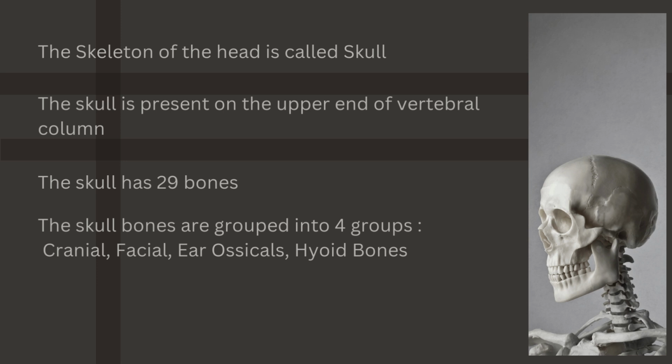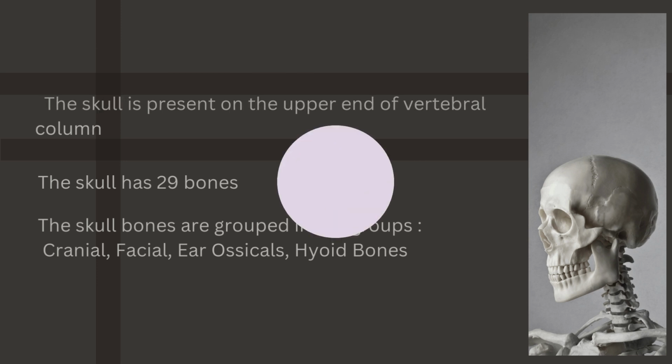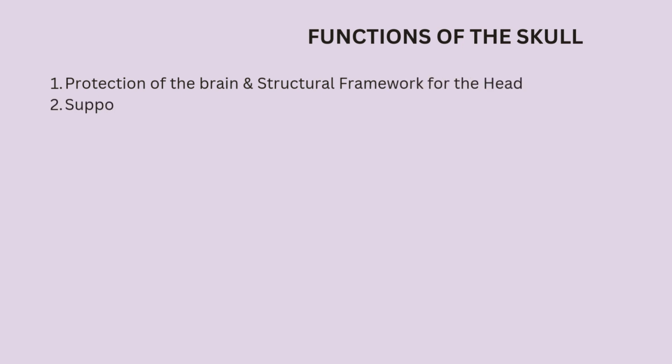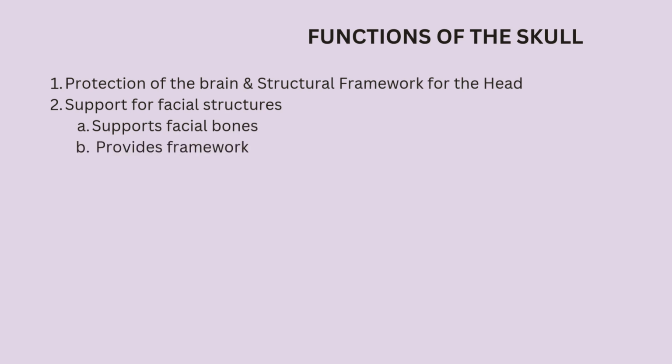Now, before diving into the details of each group, let us first explore the key functions of the skull. The skull serves various vital functions in the body. Here are the main ones. Number 1, protection of the brain. The bones of the skull form a hard, durable shell which encases the brain, guarding it against physical trauma or injury.